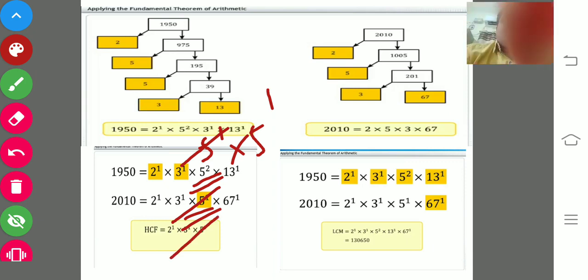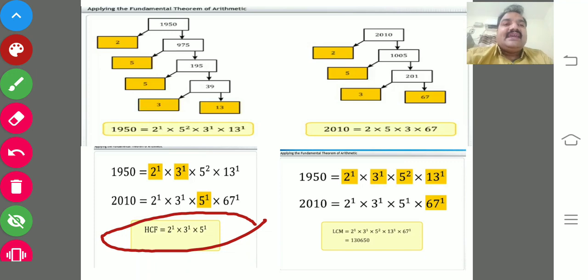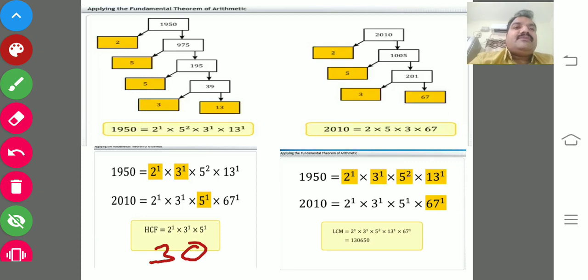So finally the HCF is the yellow shaded portion only; you take that as the HCF and calculate. 2 into 3 is 6, 6 into 5 is 30. So 30 is the HCF. That's it. Coming to the LCM, it's a little bit different.